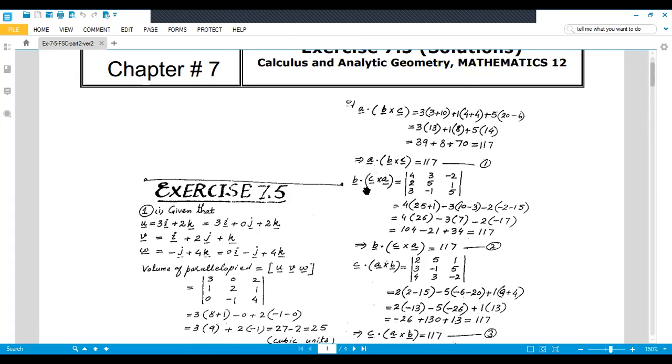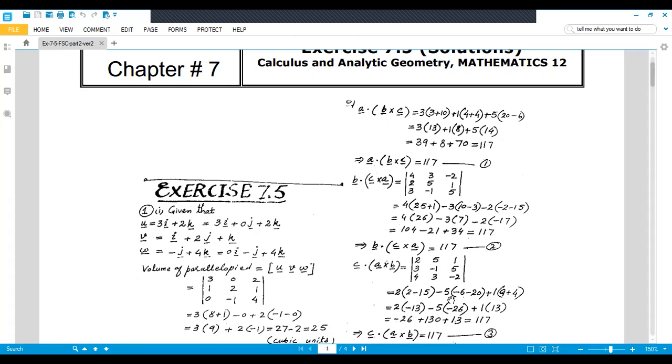Then the second is given, B dot C cross A, so you write the B vector first here, 4, 3 and minus 2, and then C vector 2, 5 and 1, and then vector A. You follow this sequence, and in the same way you take the determinant, again you get 117. Then C dot A cross B, so you write the C vector first, 2, 5, 1, and then vector A, 3, minus 1, 5, and then vector B. Then you take the determinant, so you will get 117.